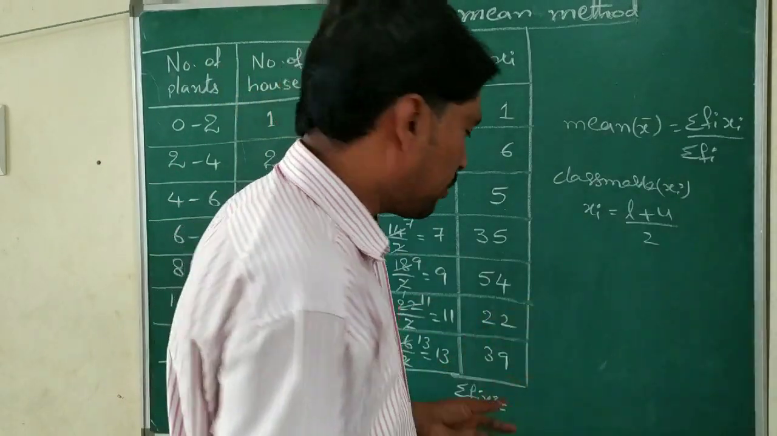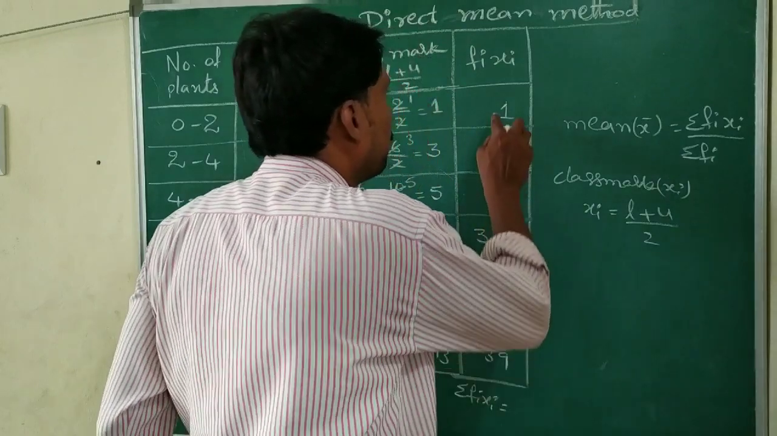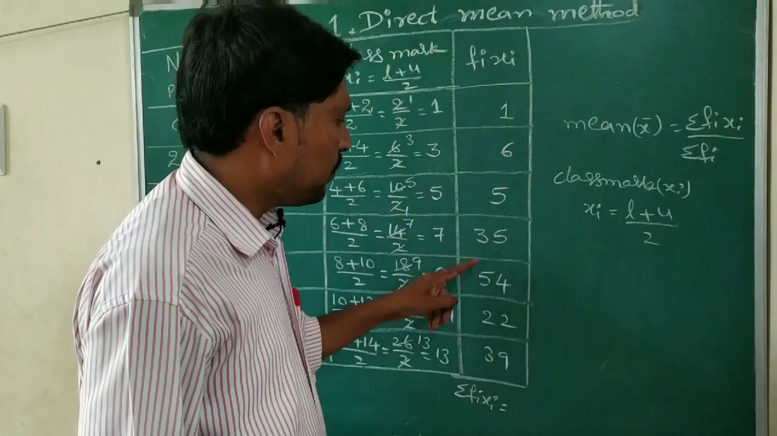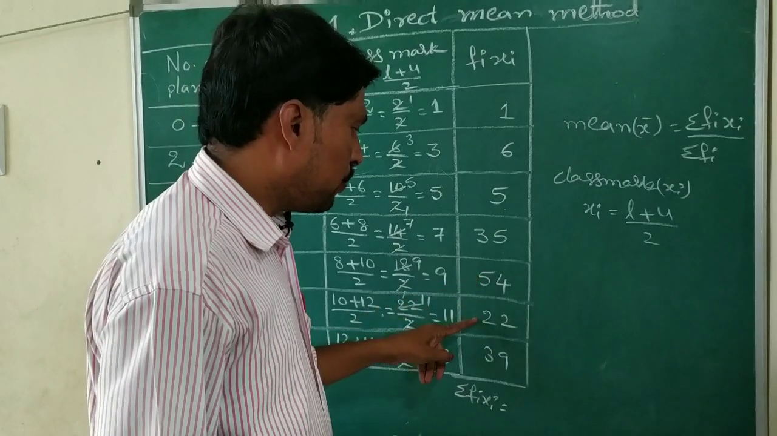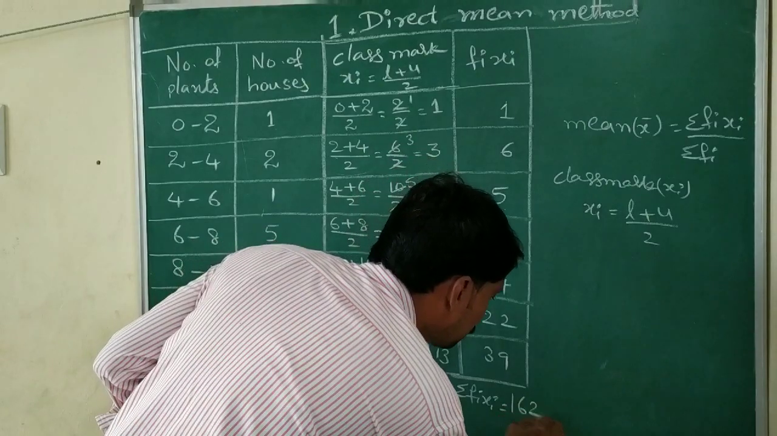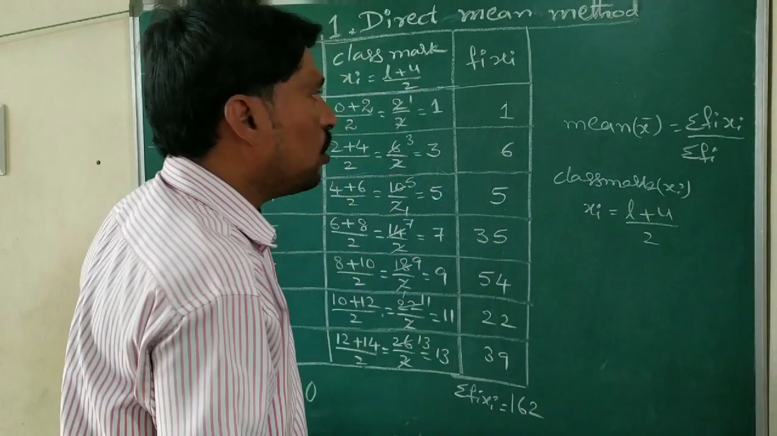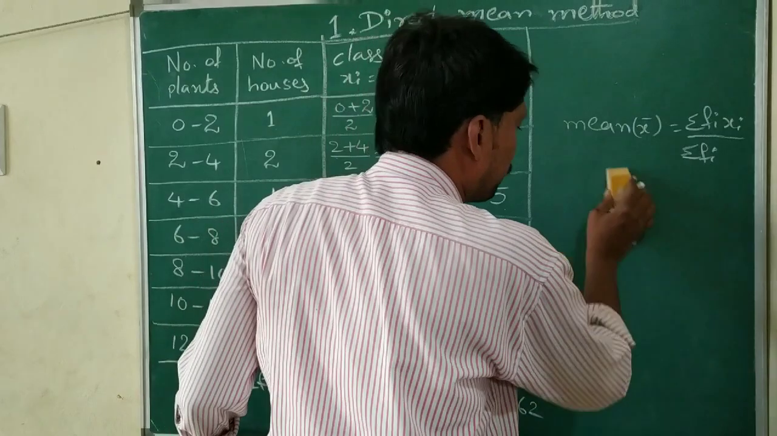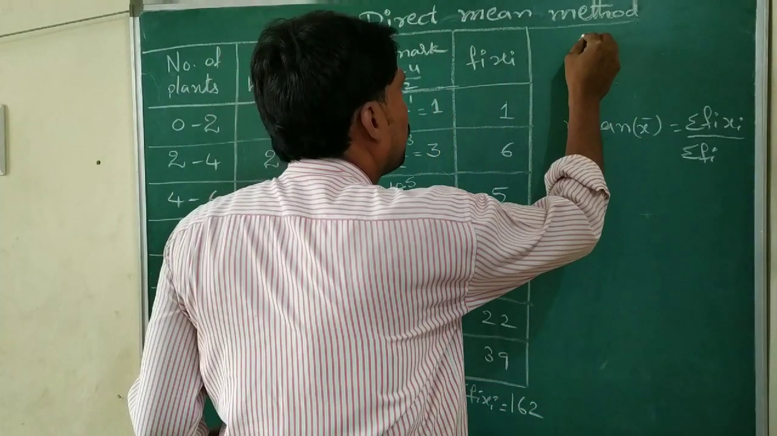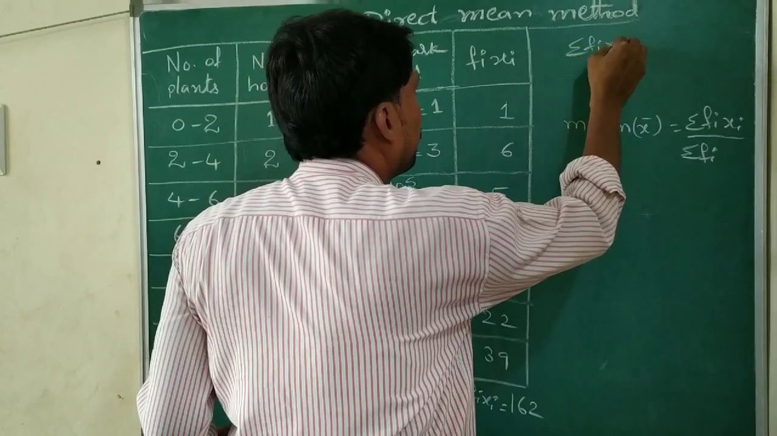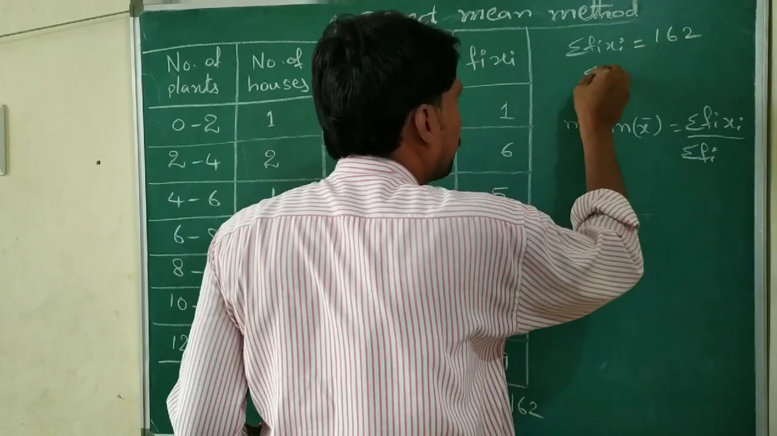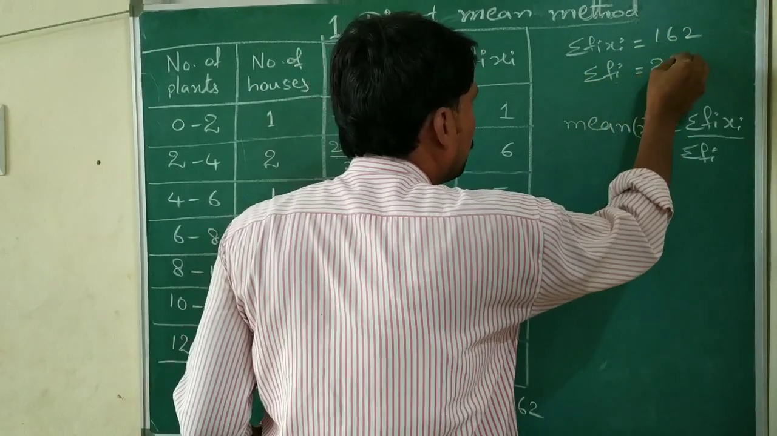Next we need to find sigma Fi Xi. Summation only we are taking here, which means 1 plus 6 plus 5 plus 35 plus 54 plus 22 plus 39. This total we are getting is 162. Now we have to apply the formula. Sigma Fi Xi is 162, and sigma Fi is 20.